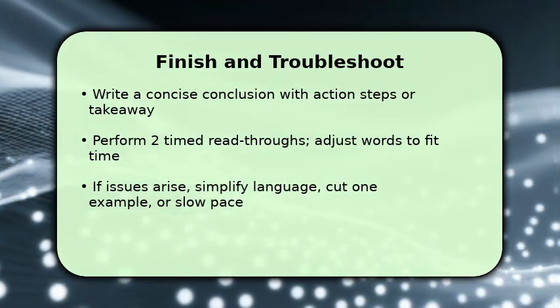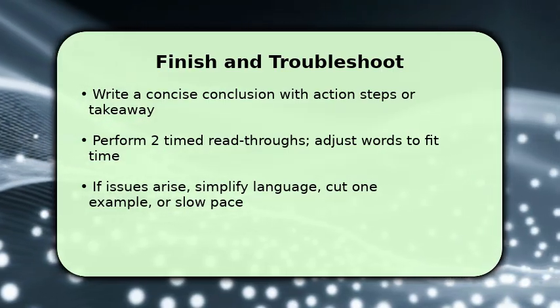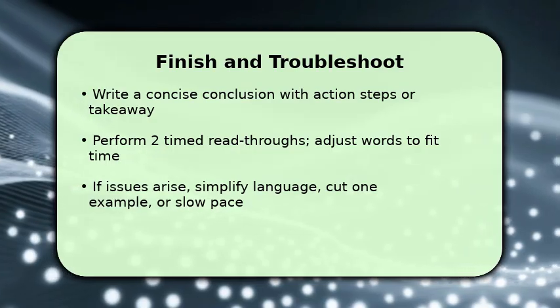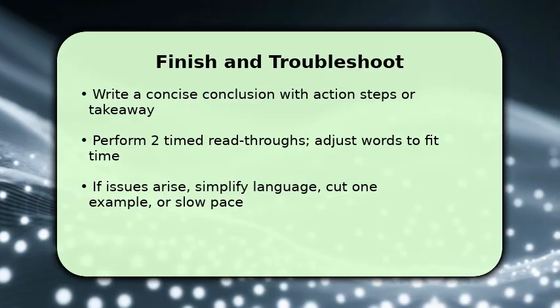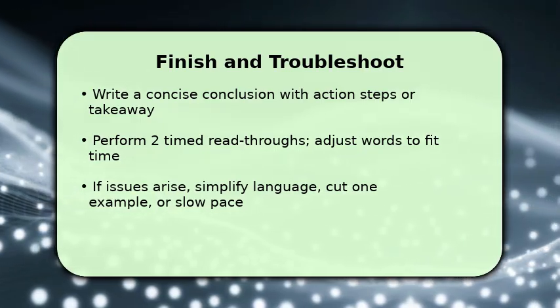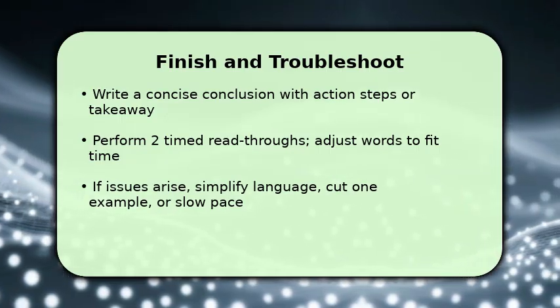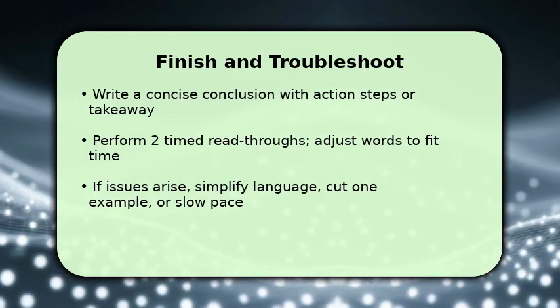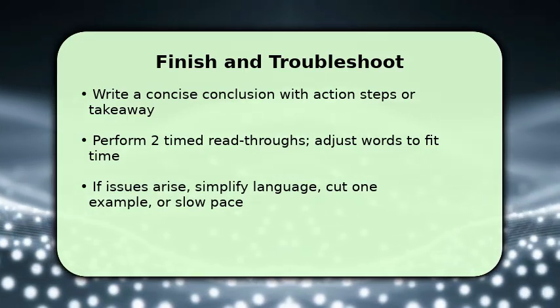Once done, perform 2 timed read-throughs, make micro-edits to tighten phrasing and ensure you hit the target length. If pacing or clarity falters, simplify language, remove 1 redundant example, or slow down to regain control. 1 key troubleshooting tip: if listeners seem lost, add a brief recap sentence that links the prior point to the conclusion and repeat.